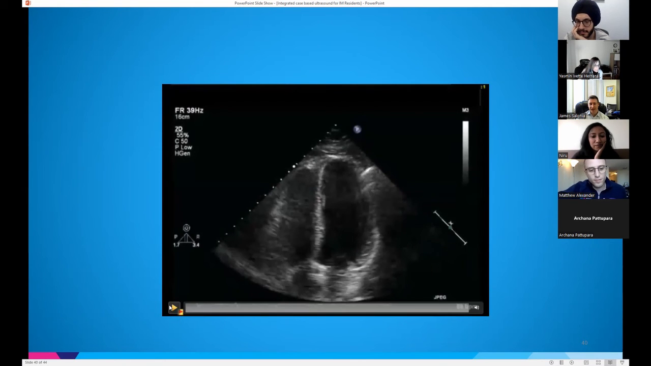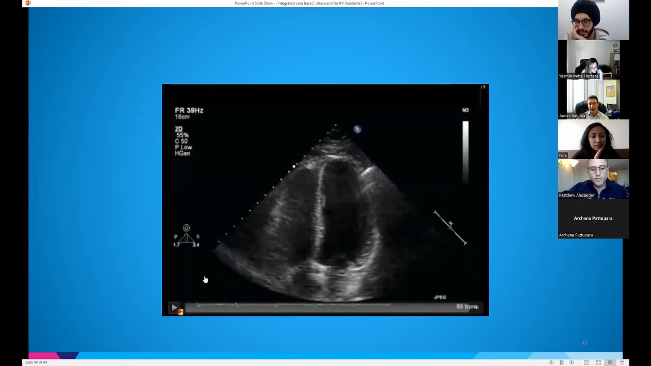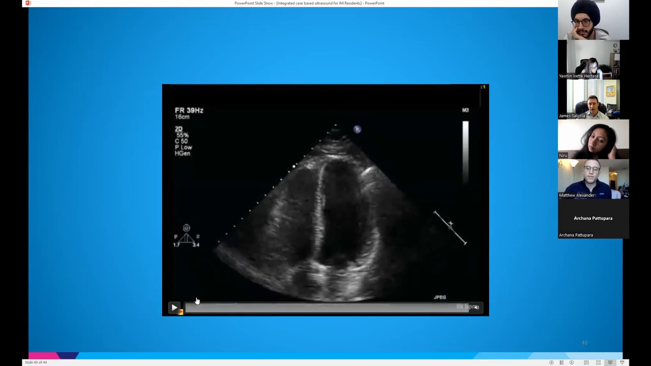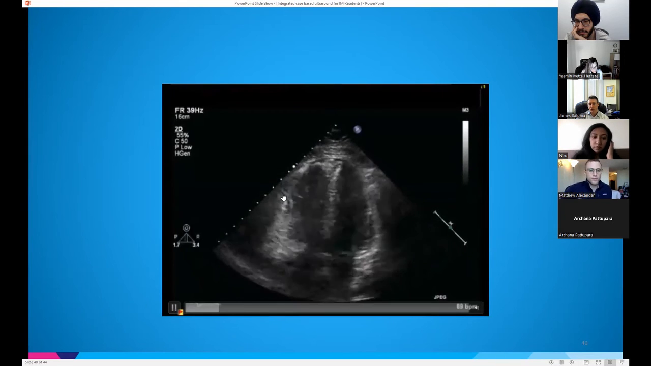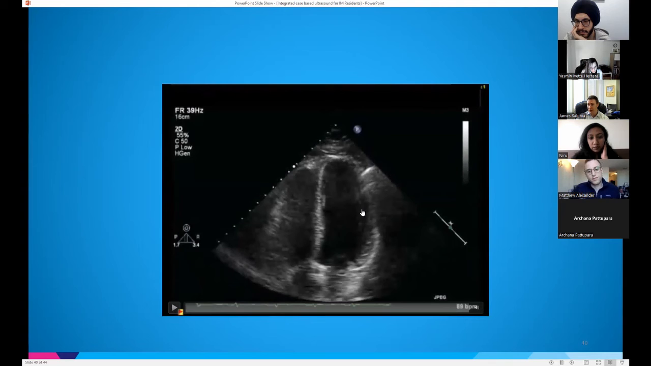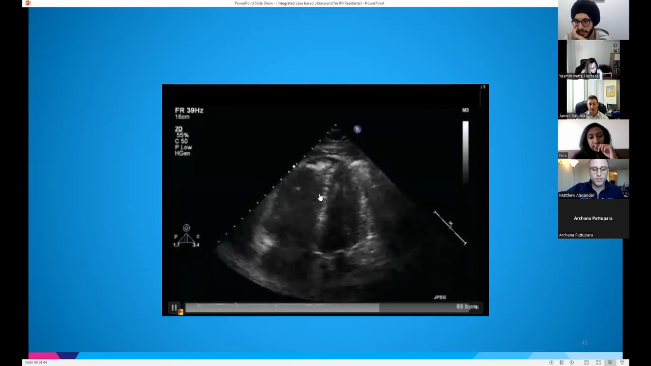McConnell sign, right? So McConnell sign, you have this dilated and hypokinetic free wall of the RV with hyperkinesis of the RV apex. If we were to just eyeball this, definitely the RV is equal size or even larger than the LV, which is abnormal. It should be less than 2/3 the size of the LV. So just eyeballing it, we know it's abnormal. But why does McConnell sign occur?